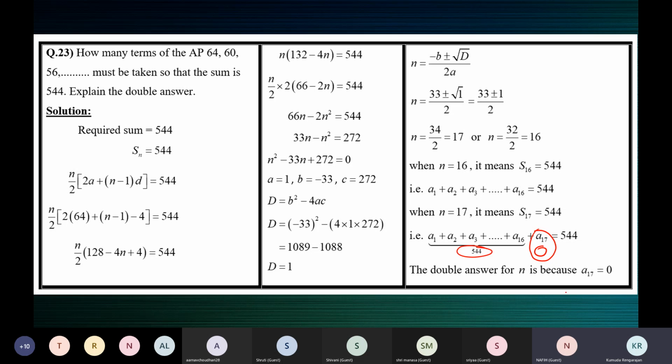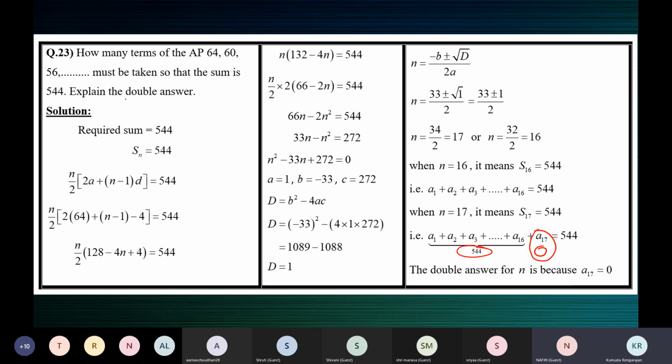So how many terms of the AP should be taken? If you want to get the sum as 544, you take the first 16 terms, you will get sum 544. Or you take the first 17 terms, there also you will get sum 544. Explain the double answer. So how many terms must be taken? You can take the first 16 terms or you can take the first 17 terms to get the sum 544.